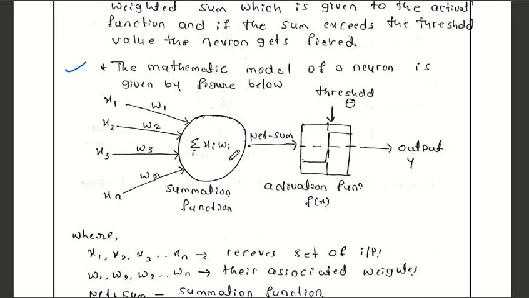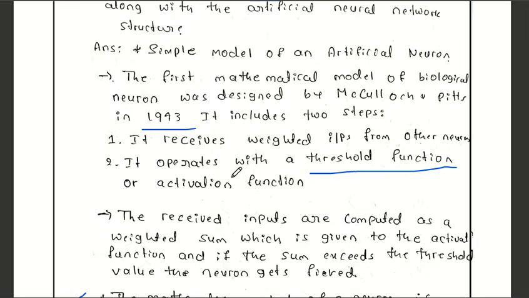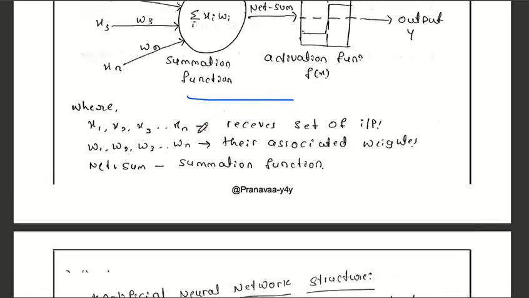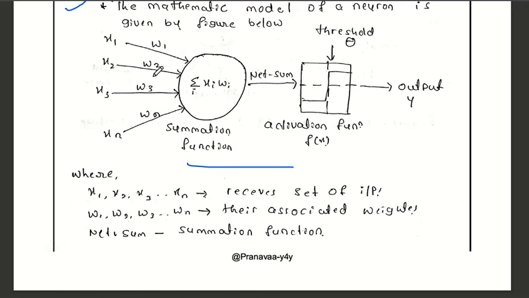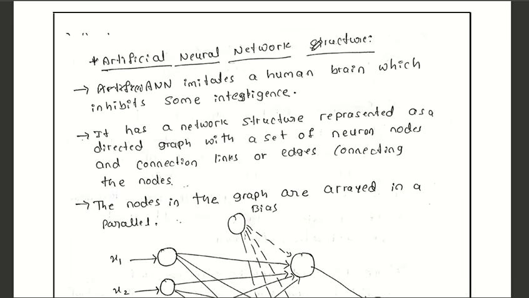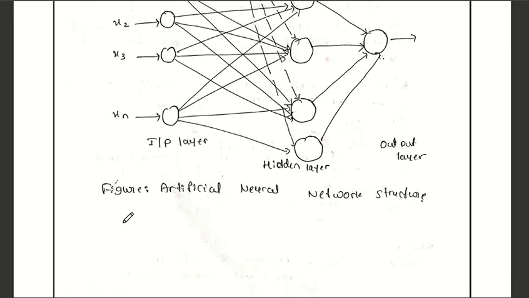And this simple model diagram is there. So this is a diagram. Then the expressions w1, w2 are all written here. Okay, so then the artificial neural network structure is like this.